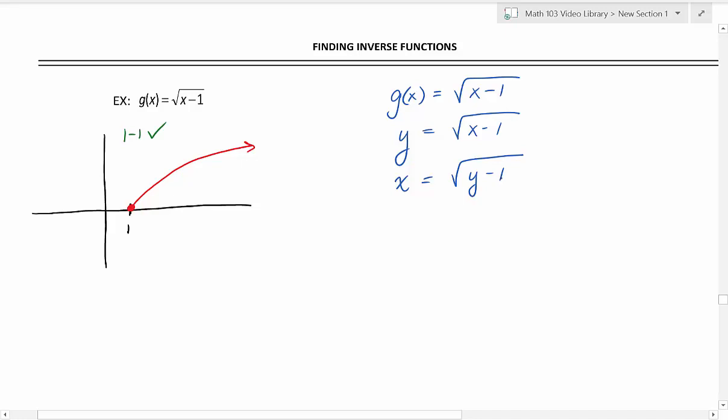Now we want to solve for y. Since y is underneath of the square root, this is a square root equation that we're solving. So we'll start by squaring both sides. This gives us x squared is equal to y minus 1. And then to solve for y, we'll add 1 to both sides, giving us y equals x squared plus 1. This is our inverse function, but now we need to write it in function notation. g inverse of x is equal to x squared plus 1.